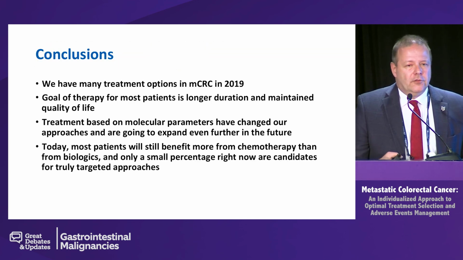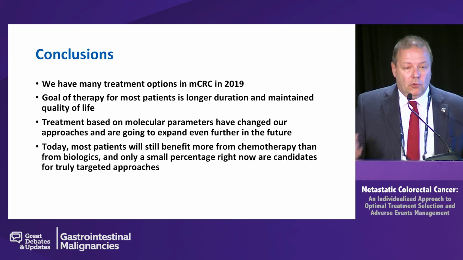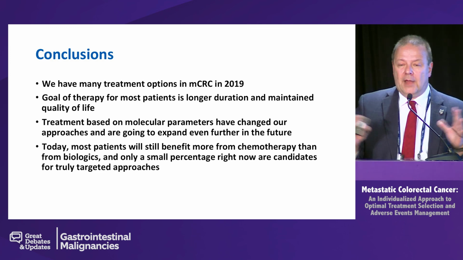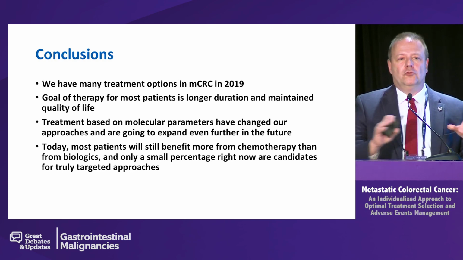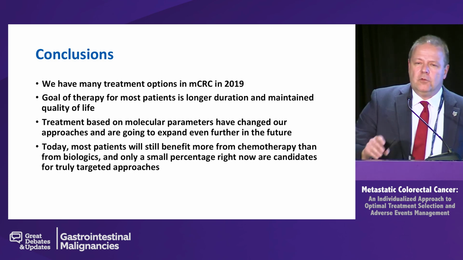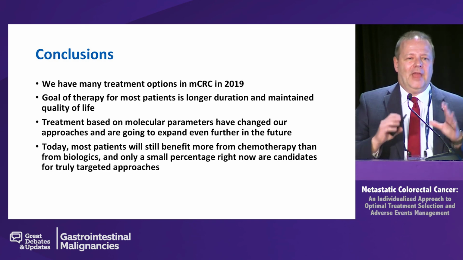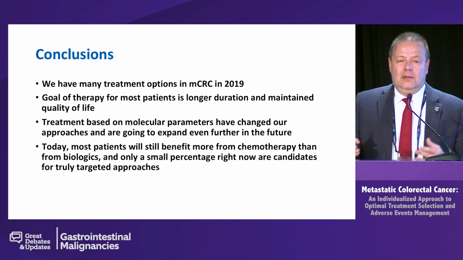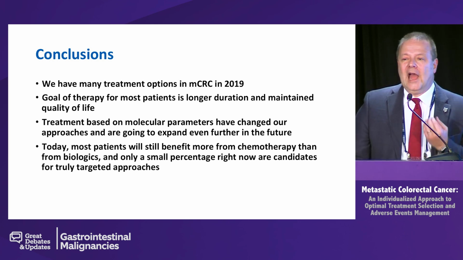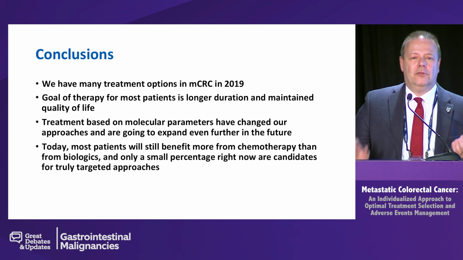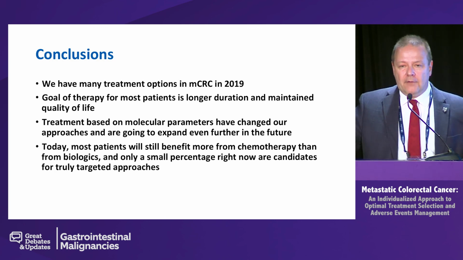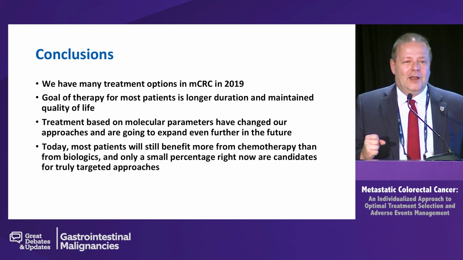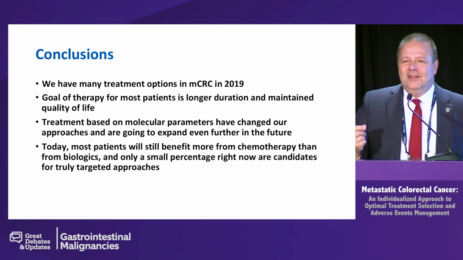Okay, conclusions. We have a lot of treatment options. The goal of therapy is to keep patients around in good quality of life. Molecular parameters are expanding our approach to truly targeted therapy, but for most patients, the largest benefit that the average patient has at this point in time is still based on chemotherapy. It's sobering to say that, but I think the most active agent we have in colorectal cancer at this point in time for the average patient is 5-FU. And that is older than I am, meaning it's very old.